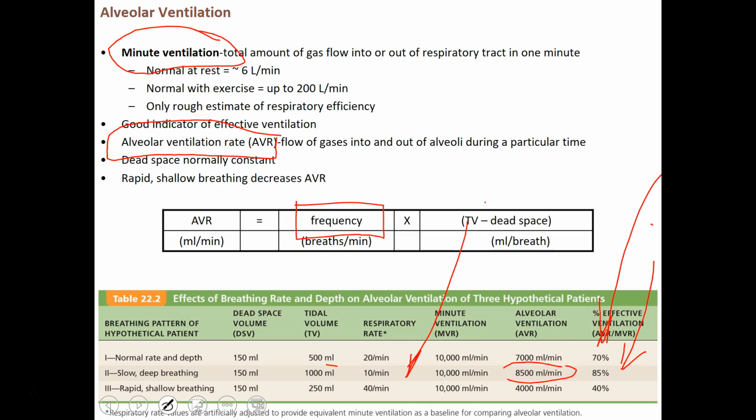Rapid shallow breathing, dead space doesn't change, but tidal volume actually decreases to 250. So alveolar ventilation rate drops precipitously to 4,000 milliliters per minute, which makes it 30% less effective than normal breathing. For the exam, you have to be able to calculate minute ventilation and or alveolar ventilation based on the data that I give you.